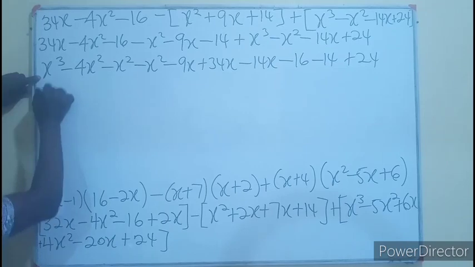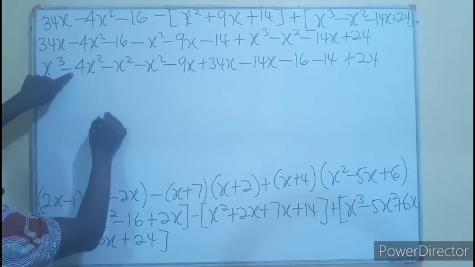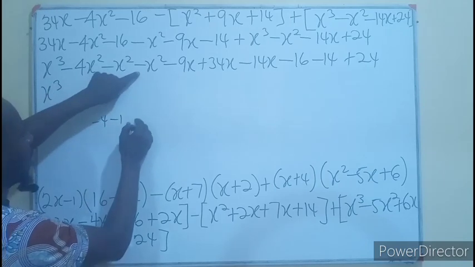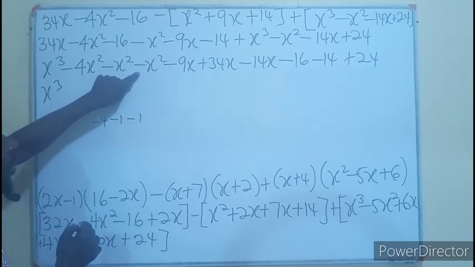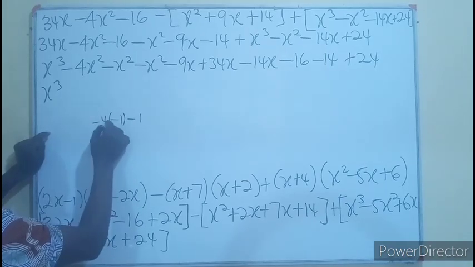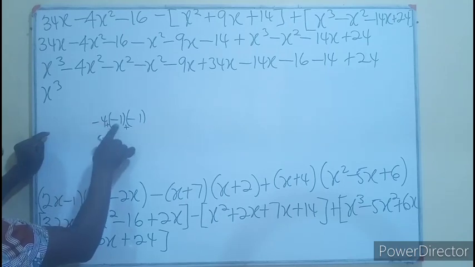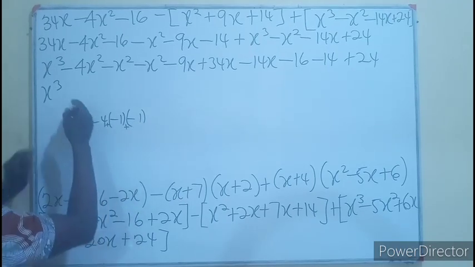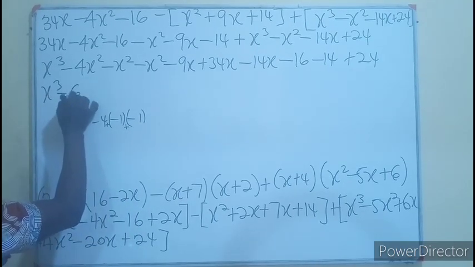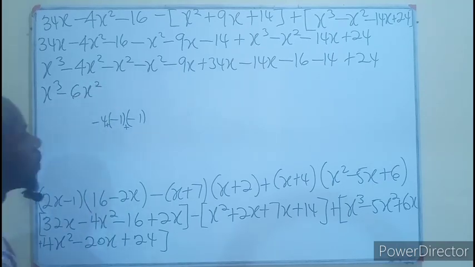The x to the power 3 will still maintain. So now I'll be having minus 4 minus 1 minus 1. I believe these are all negative. We can still introduce them with plus. So minus 4 plus minus 1 plus minus 1. That gives us minus 6. In that minus 6, your x squared will come.